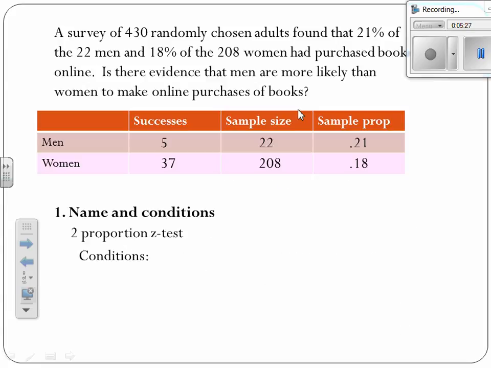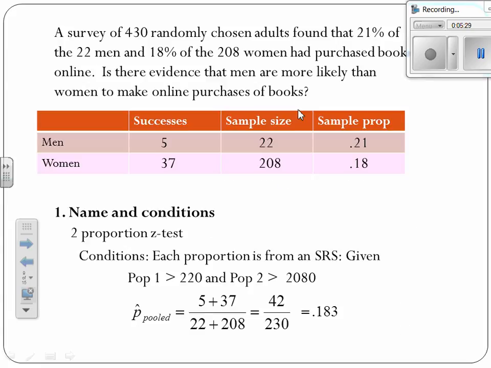All right. So we can take a look at another example. Here's one on book purchases. So 5 out of 22 men purchase books online and 37 out of 208. So is there evidence that men are more likely, right? More likely.